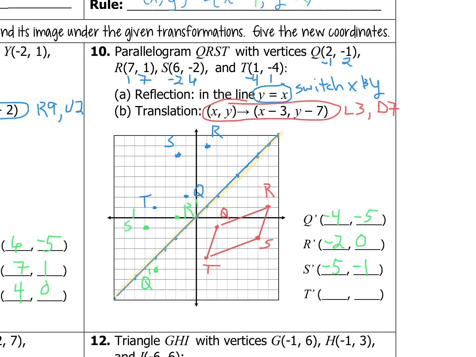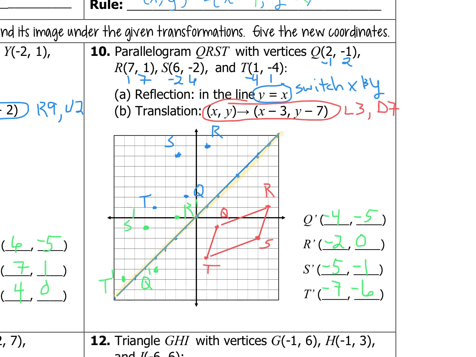And finally, T, left 3, down 7. 1, 2, 3, 4, 5, 6, 7. So that's going to be at -7, -6. And that is going to be my T prime.